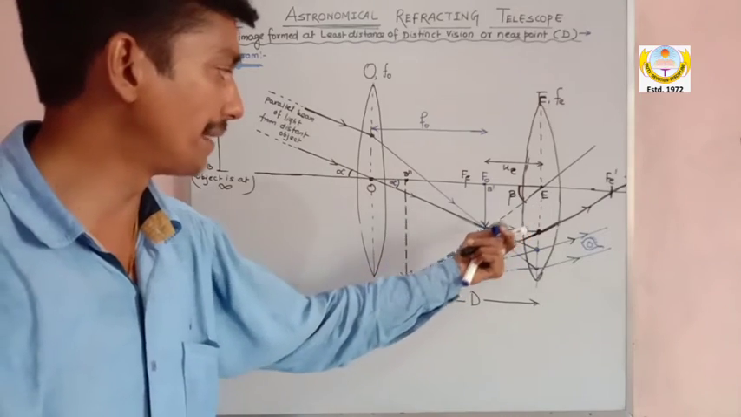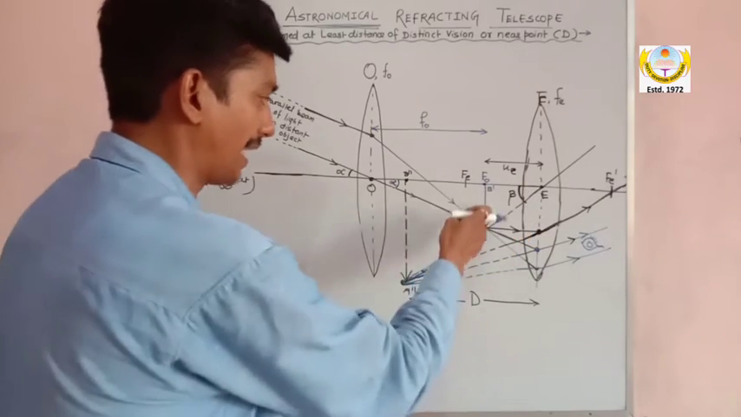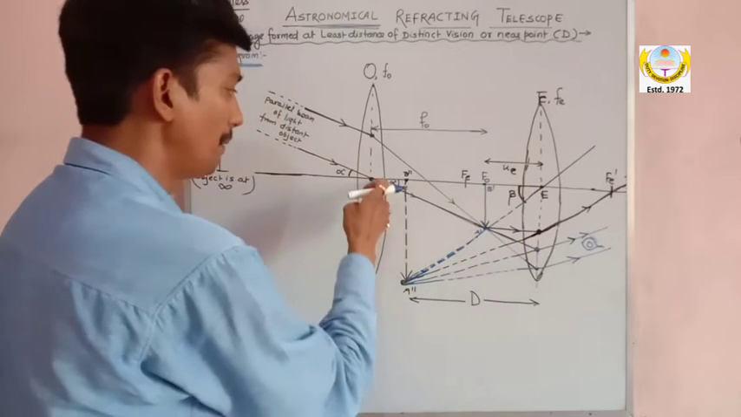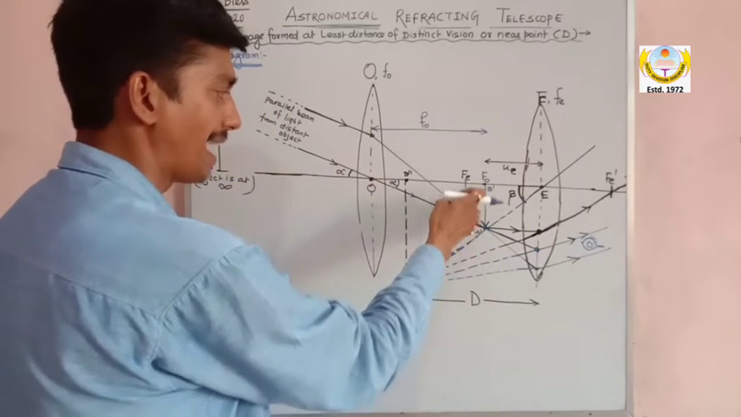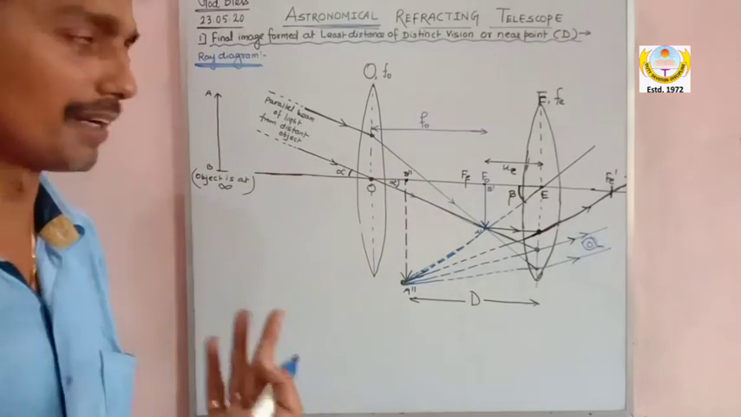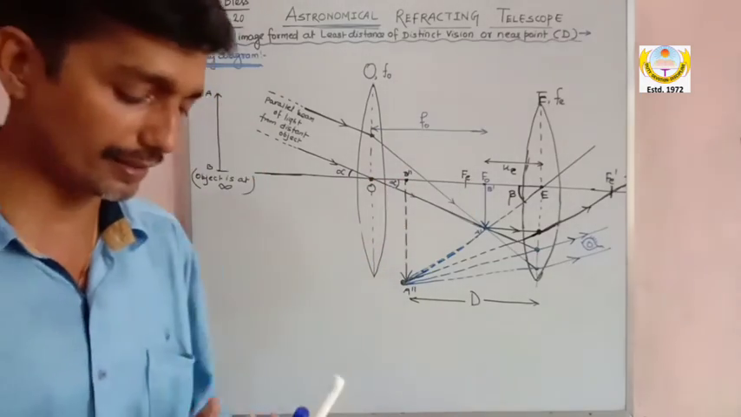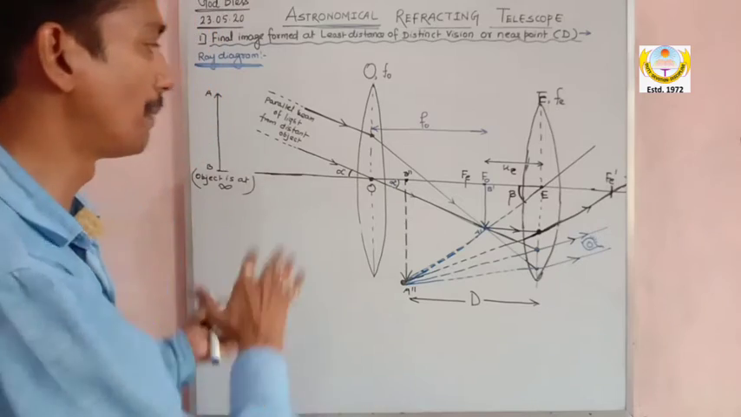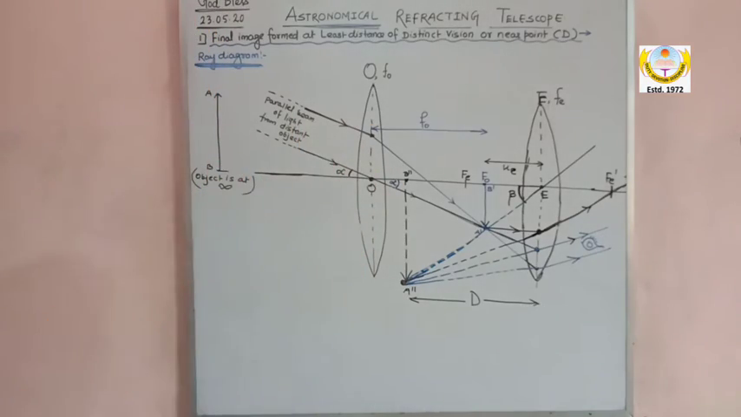So we can measure beta by this triangle A dash B dash E, and we will measure alpha by this triangle A dash B dash O. So beta and alpha are known, and then we can calculate this. So this is the final diagram, my dear, the real diagram, the final one for the least distance of distinct vision. Am I clear?